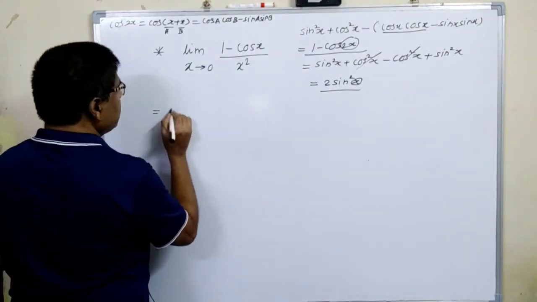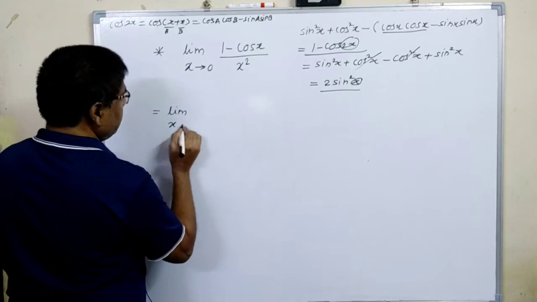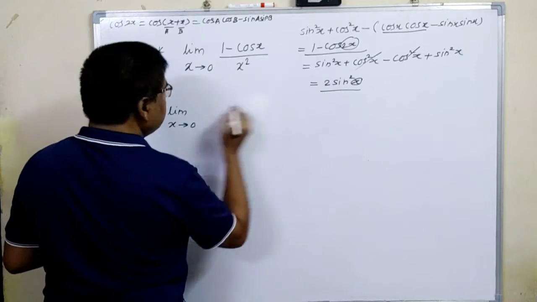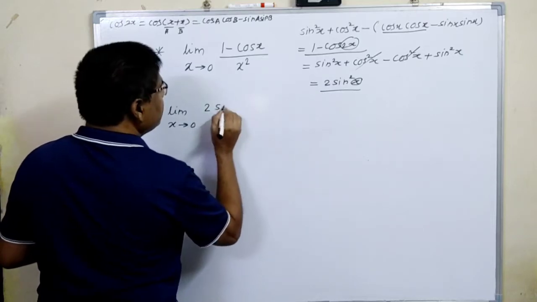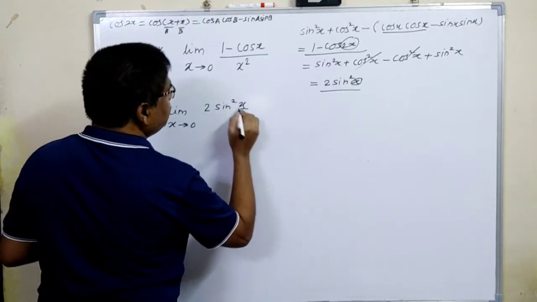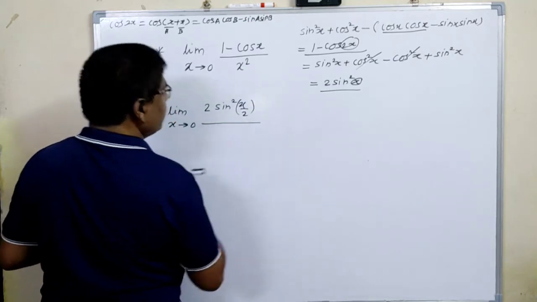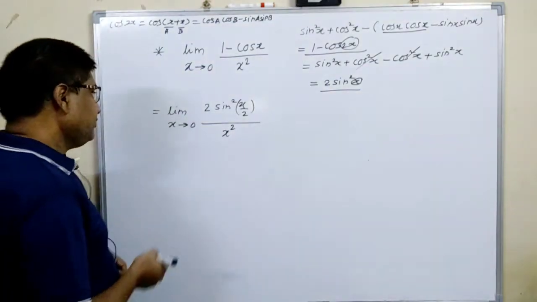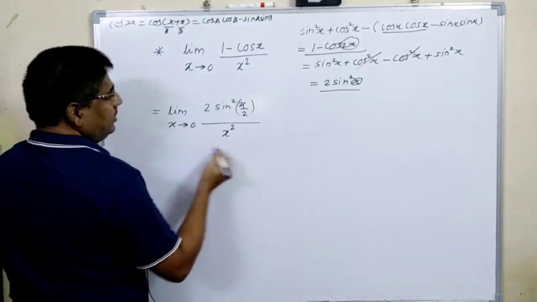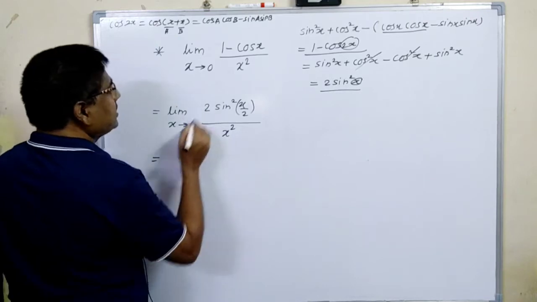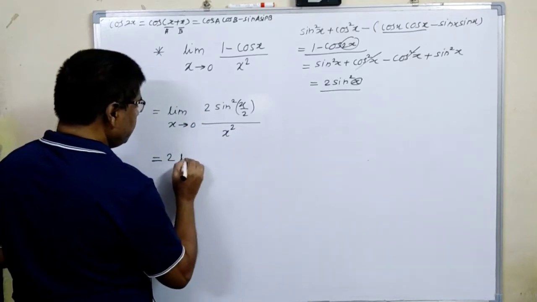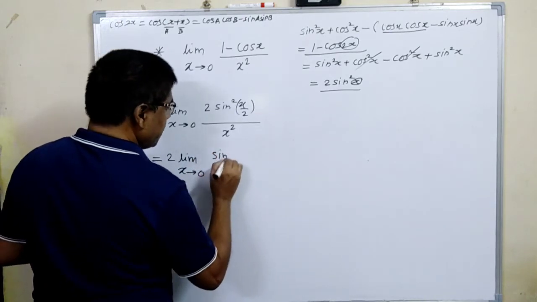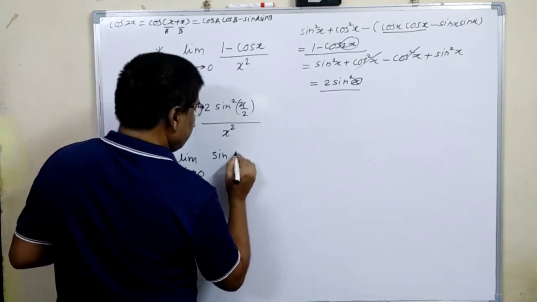Therefore, this can be written as limit x tends to 0, 1 minus cos x can be written as 2 sin square x by 2. Here angle is x by 2 divided by x square. Now, let's take this 2 constant outside the limit. Limit x tends to 0 sine of x by 2.